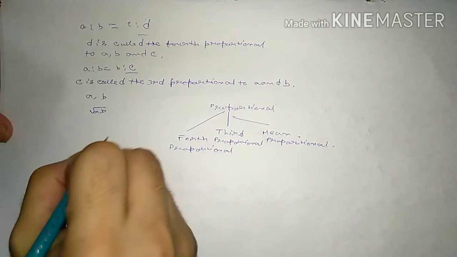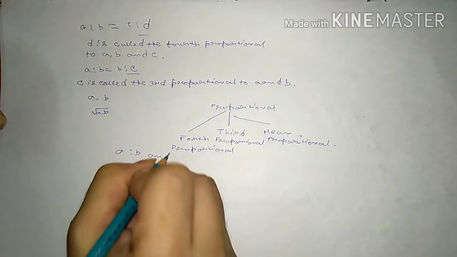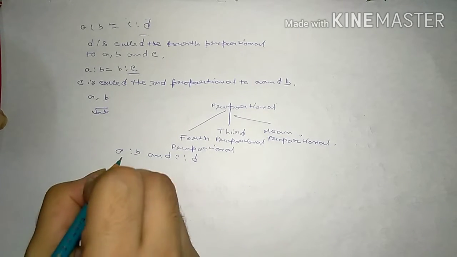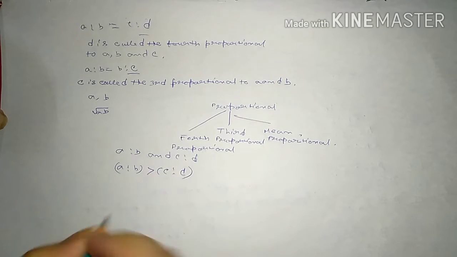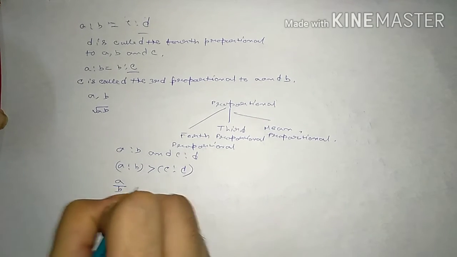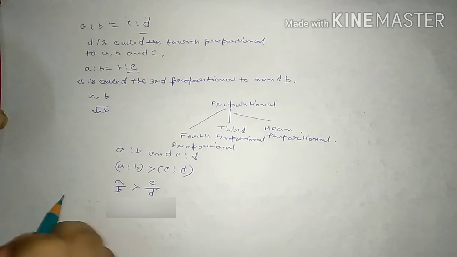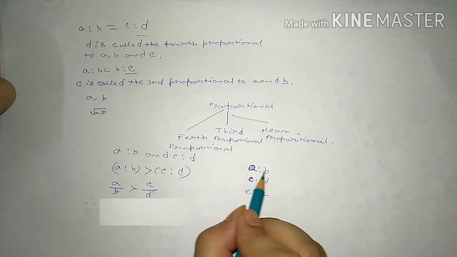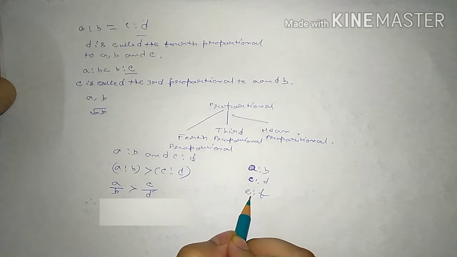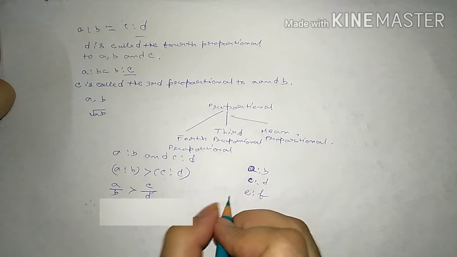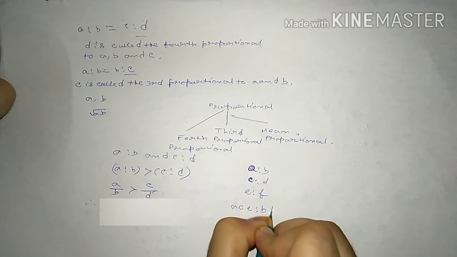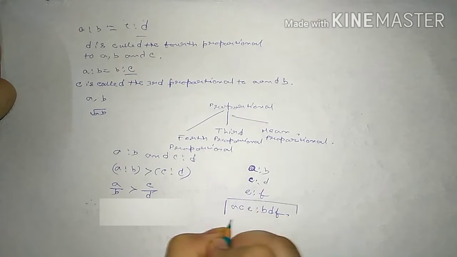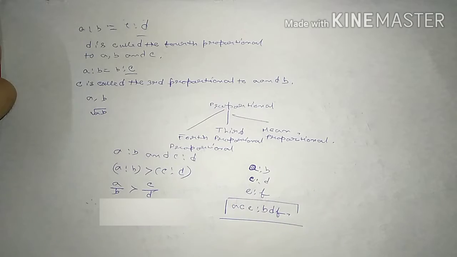Let us consider two ratios A is to B and C is to D. If A is to B is greater than C is to D, then we can say A by B is greater than C by D. This is a relation. If A is to B, C is to D, and E is to F are three ratios, the compound ratio of these ratios is ACE is to BDF. This is called the compound ratio of those ratios.